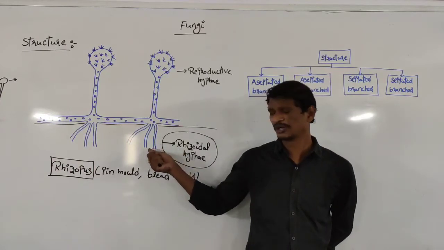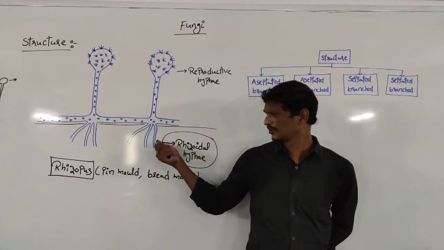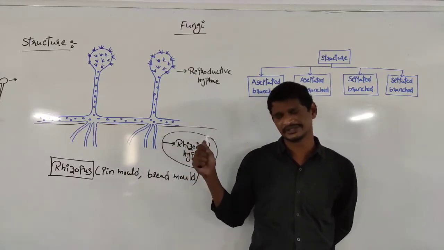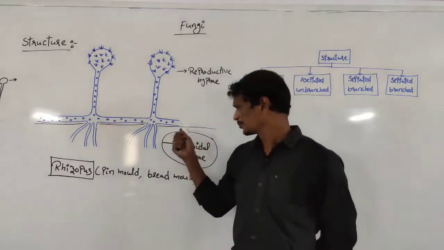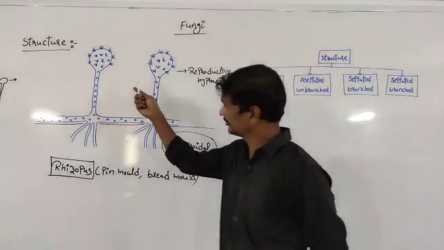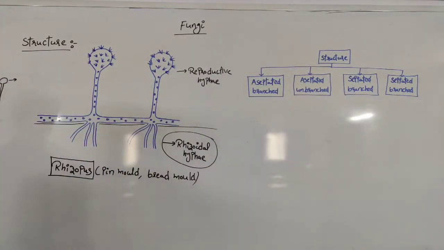Here these also look like root-like structures, right? And these are involved in the absorption of nutrients, water, minerals, and everything. So this part is called the rhizoidal hyphae. And coming to the upper portion, this is the upper portion of the fungi.